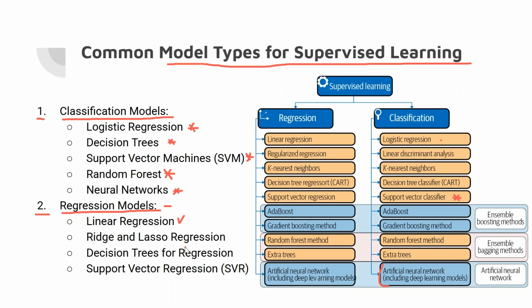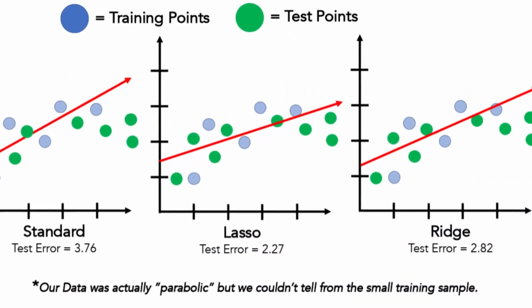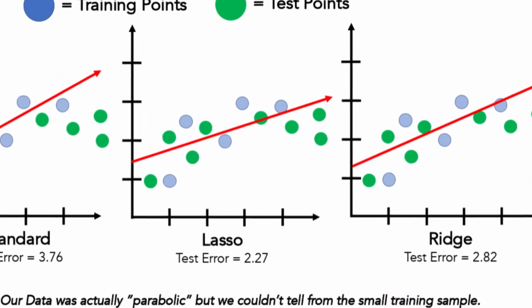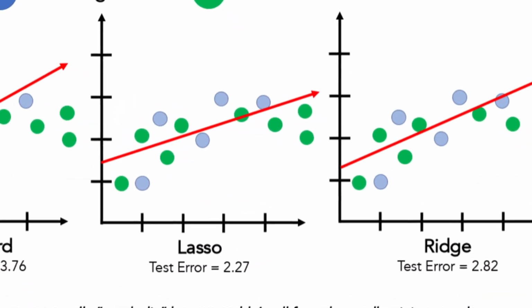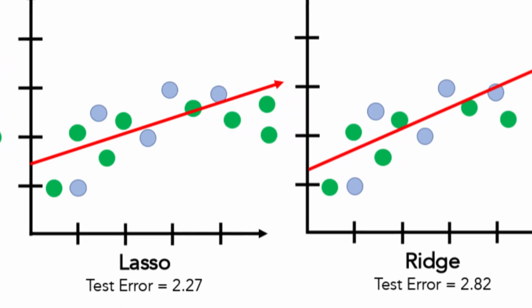Ridge and lasso regression. These models add some penalties to linear regression to avoid overfitting. They're useful when you have many features, helping your model focus on the most important ones.